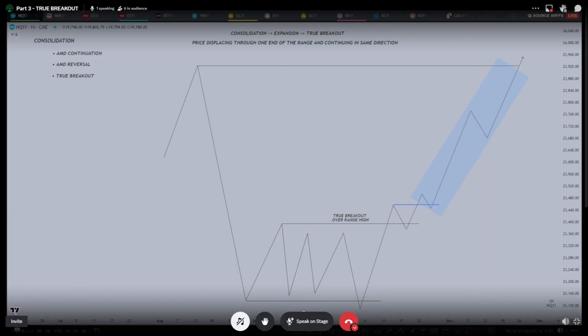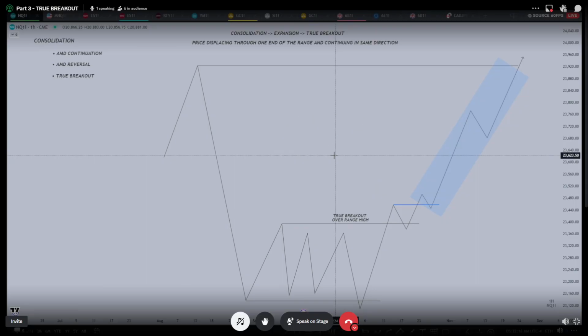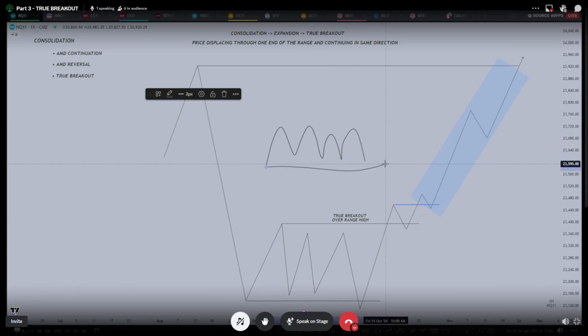Price can directly break through a consolidation without a manipulation. No manipulation on range highs. Directly breaking through consolidation. That's when you use true breakout. Price comes back towards the range, then immediately moves away. This is a bearish scenario. No manipulation. Directly breaks through one end. This is a bullish scenario.